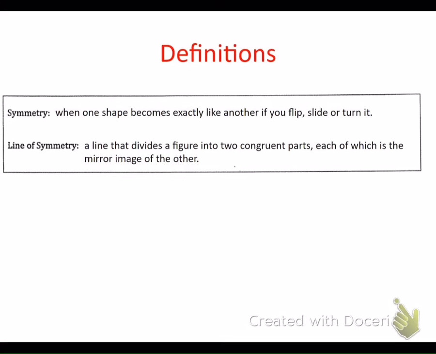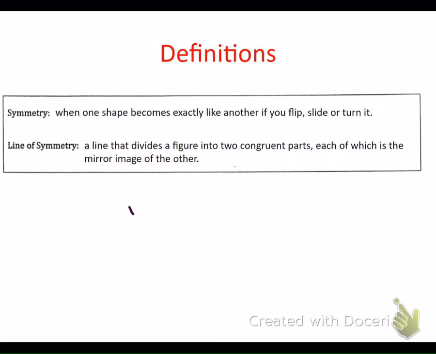Alright, so symmetry, that's when one shape becomes exactly like another if you flip, slide, or turn it. A line of symmetry is a line that divides a figure into 2 congruent parts, each of which is the mirror image of the other. So let me give you an example here.